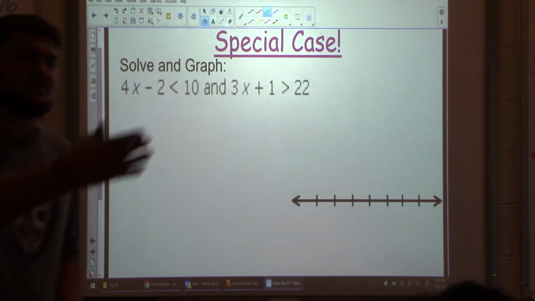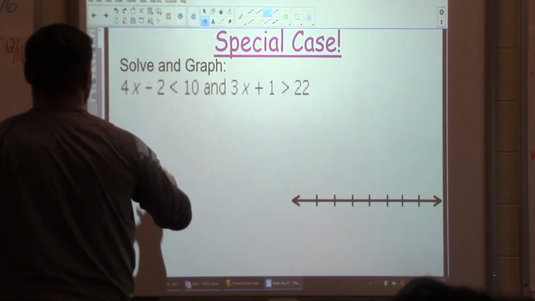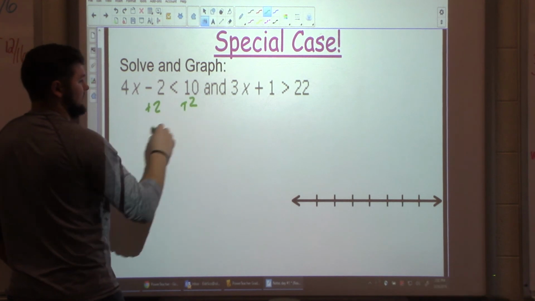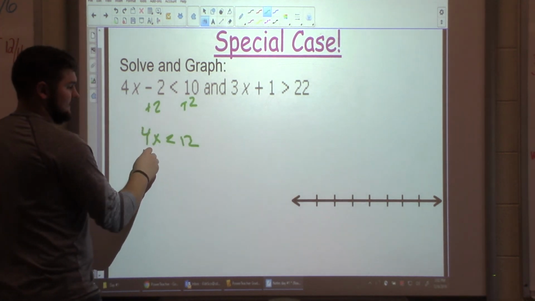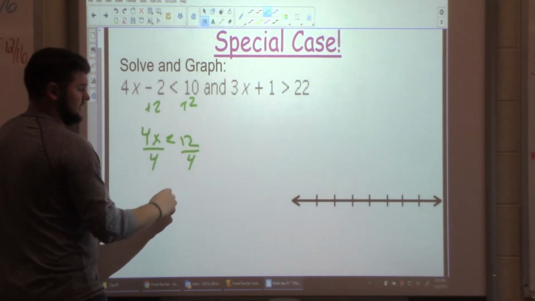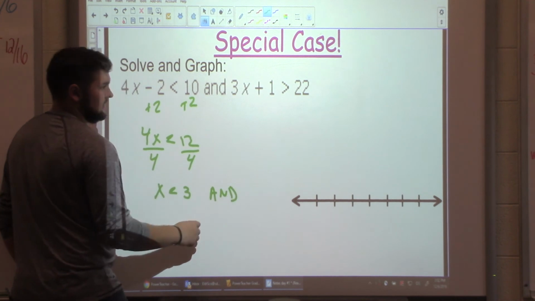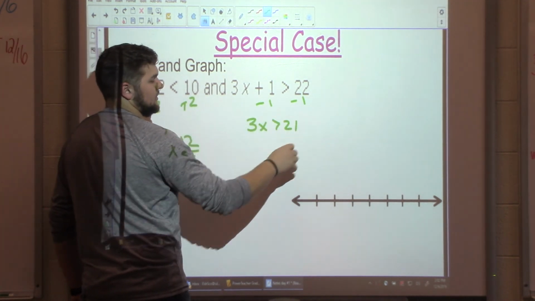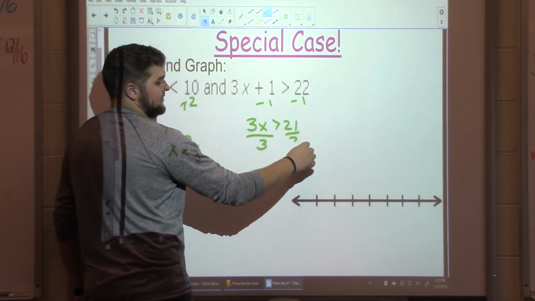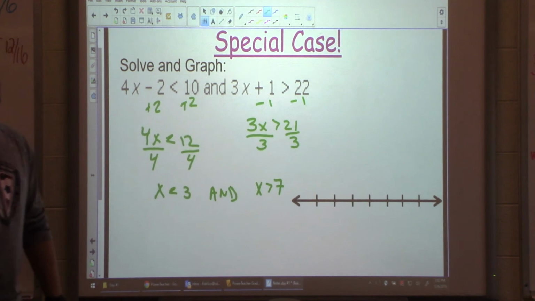How did you solve it, Elijah? Help us. Oh, I added 2. Added 2. Okay. So you got 4x is less than 12. Yeah, and then x is less than 3. Good, so you divide by 4. X is less than 3. And solve the other one. 3x is greater than 21, and divide by 3. X is greater than 7.